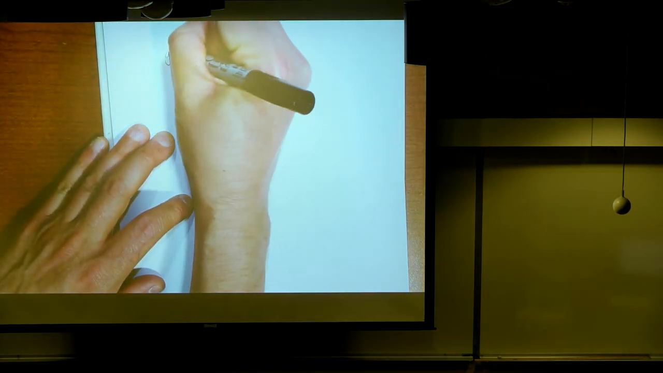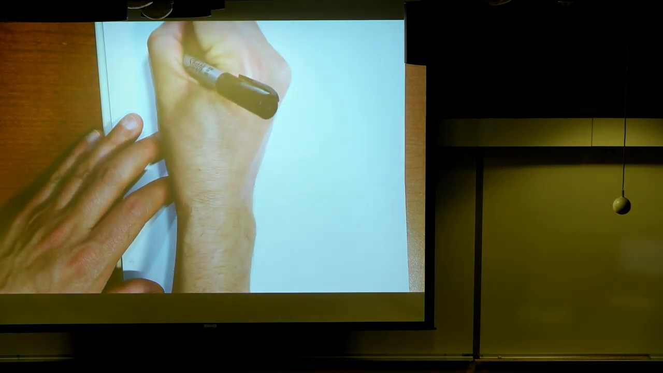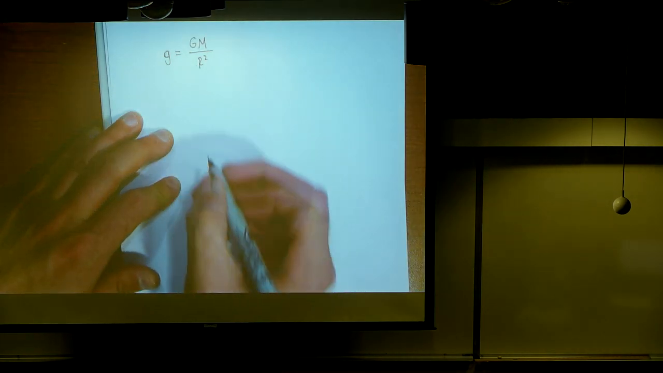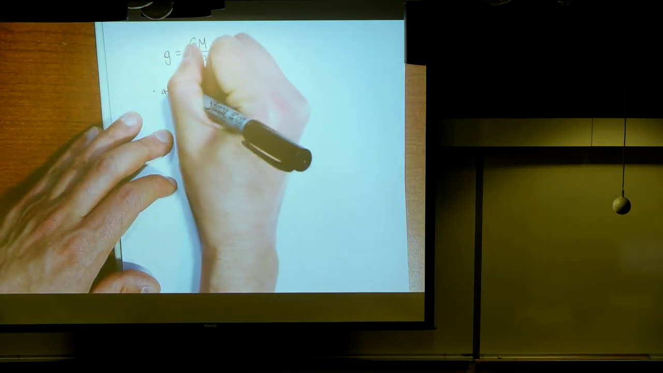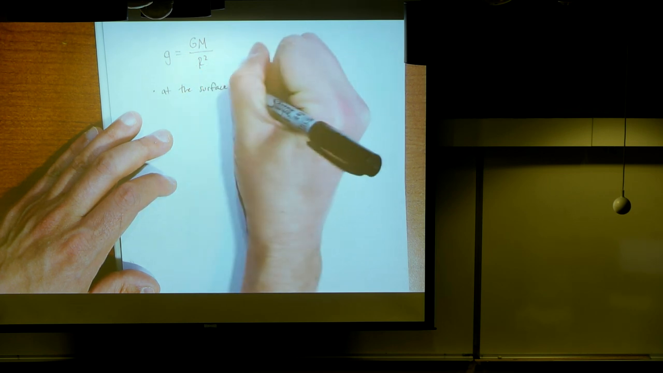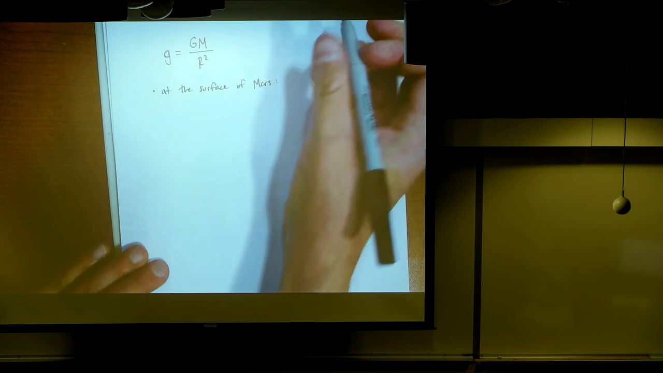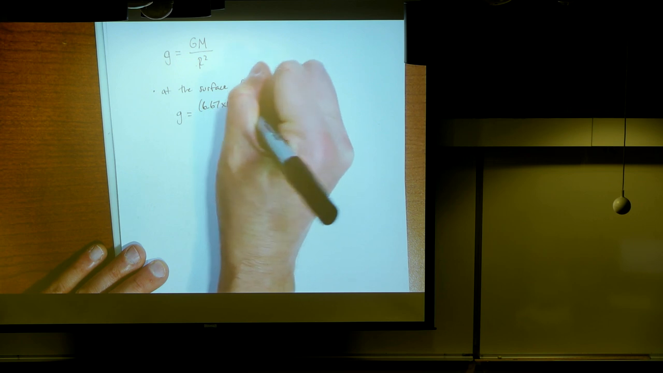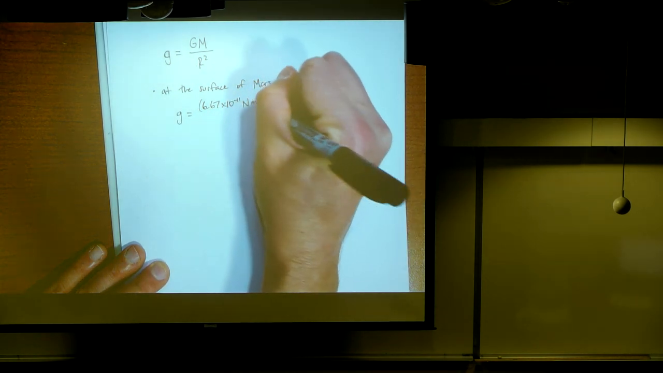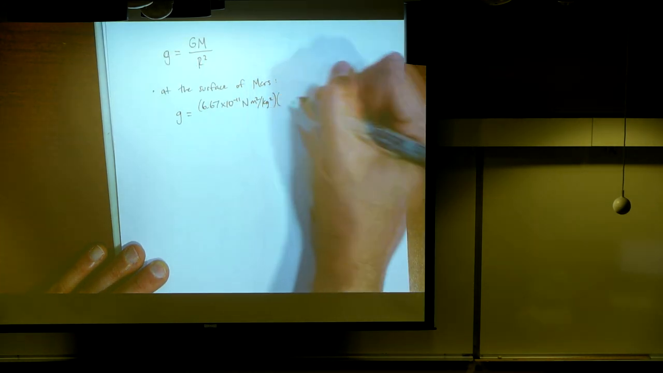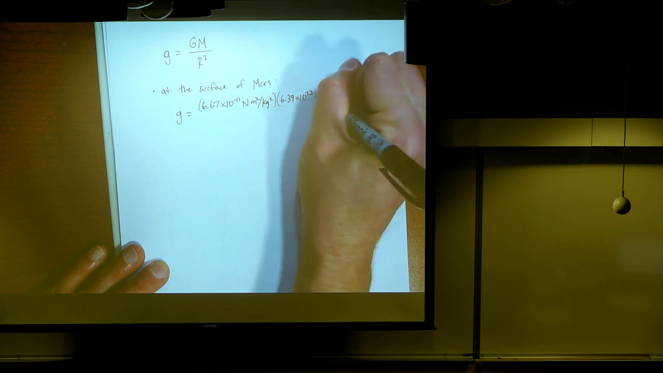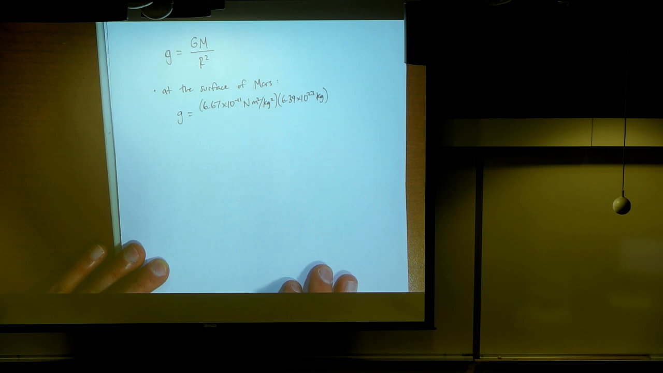All right, so here we go. Free fall acceleration on a spherical body is given by big G, big M divided by R squared. So we're going to do this calculation as it applies at the surface of Mars. So here's what we come up with. 6.67 × 10^-11 newton meters squared per kilogram squared is big G. The mass of Mars, which is 6.39 × 10^23 kilograms. It's about 10 times less massive than Earth, by the way.